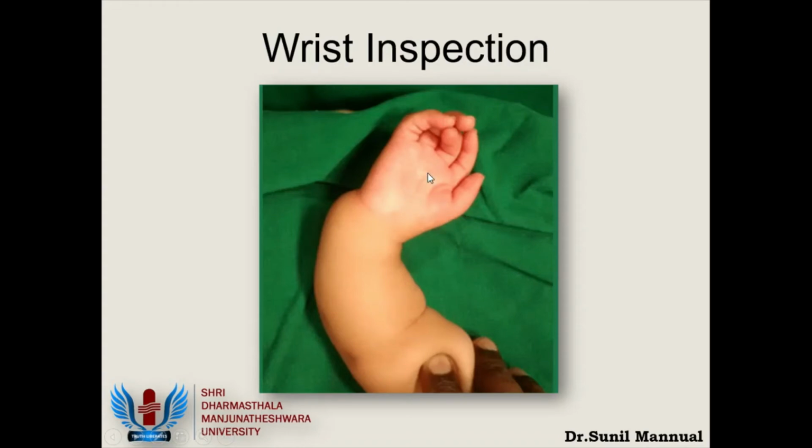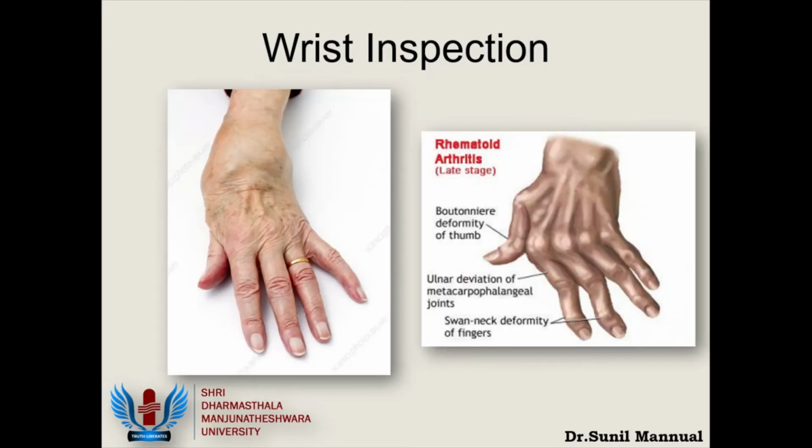Valgus means going away from the midline. Varus means coming towards the midline. Okay, so this is a classic inspectory finding in rheumatoid arthritis. So what you're seeing is a generalized swelling of the dorsal side of the wrist, as well as multiple deformities. There is a swan neck deformity, the buttonhole deformity, and multiple deformities in the hands.